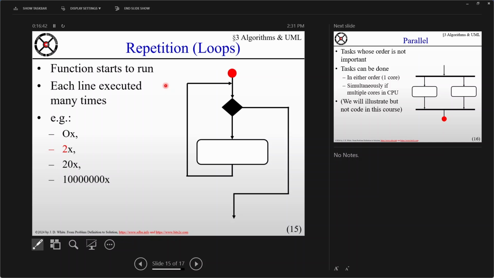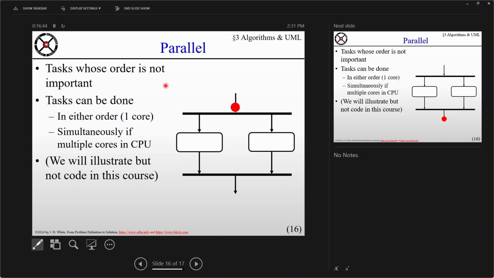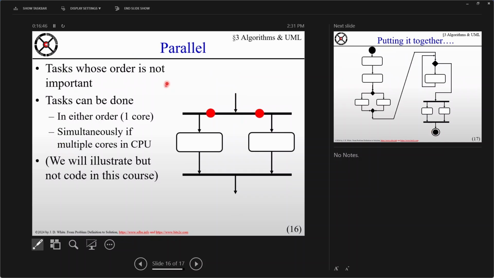The final one is parallel flow. These are tasks whose order is not important. So in other words, if I've got one computer core, I can do the two tasks in either order. Or if I have more than one core in my CPU, I can do two tasks at the same time. We will illustrate this, but we're not going to try to code it in this course.